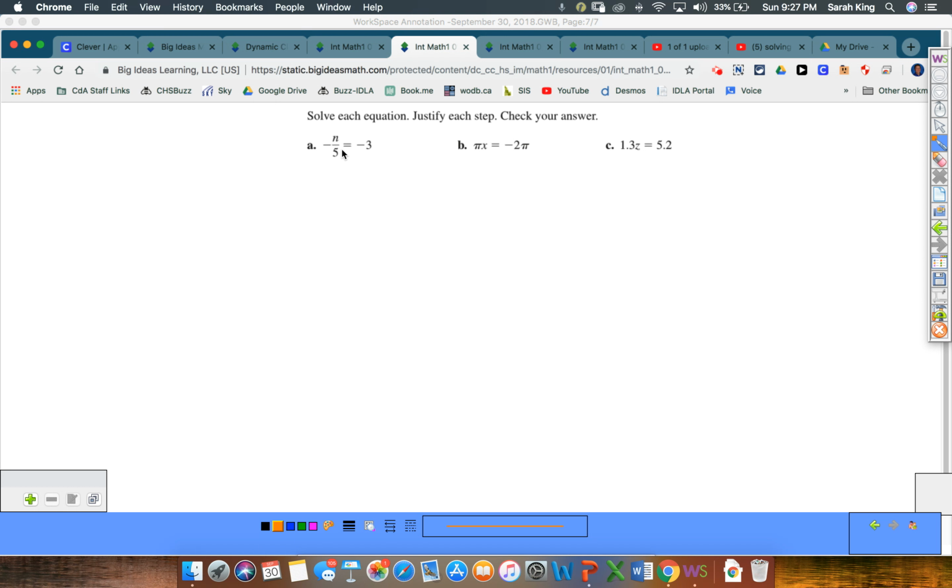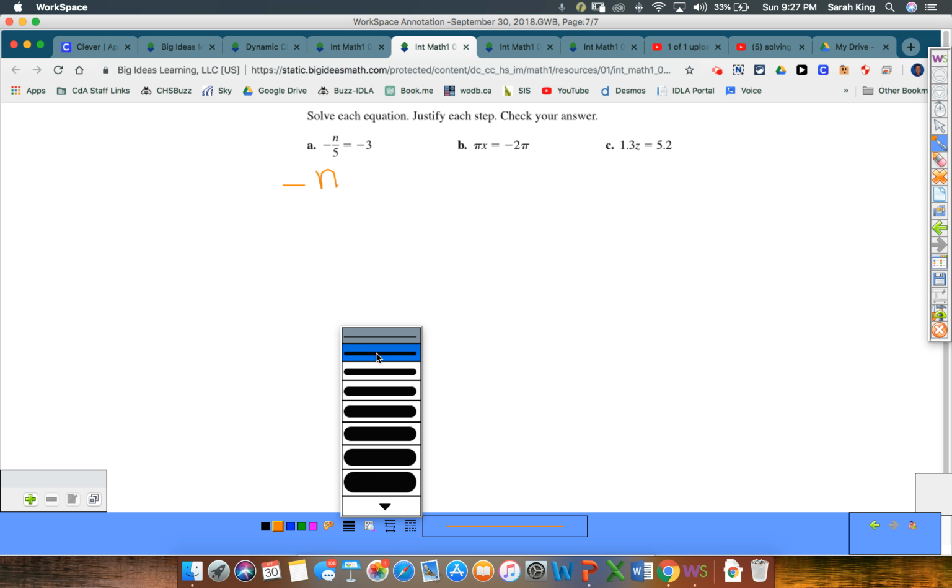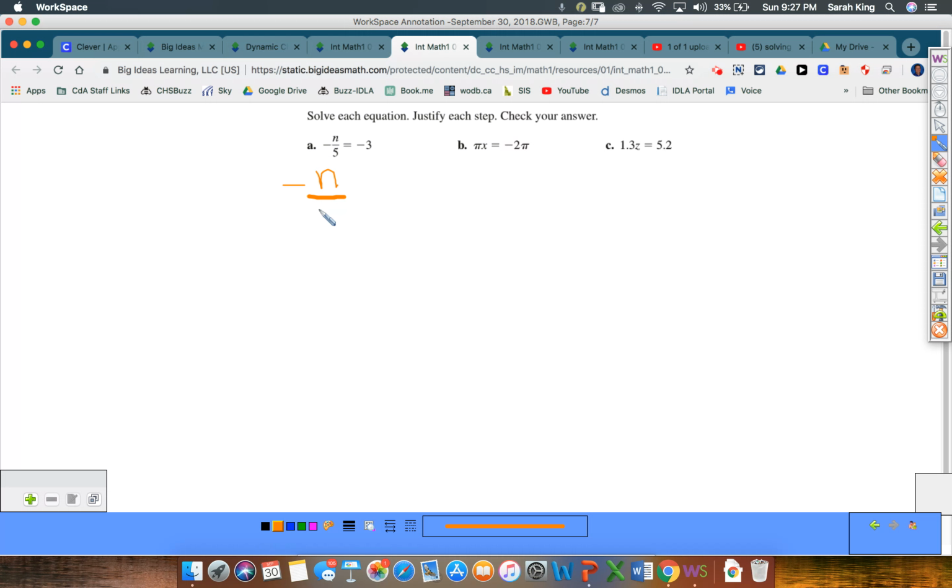in order to get it to equal one number on the other side. Okay, so let's take this first example right here. First example is negative n divided by 5. I'm going to write this bigger, I don't like how small that is. Negative n divided by 5 equals negative 3. My two sides of the equation look just like this, separated by two sides, with an equal in the middle right there.